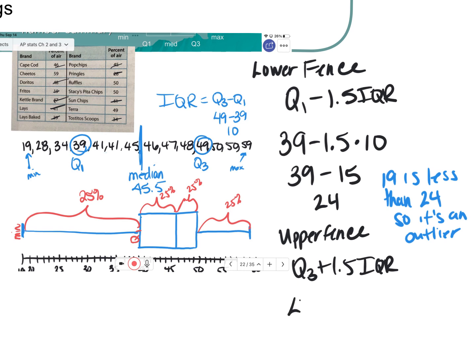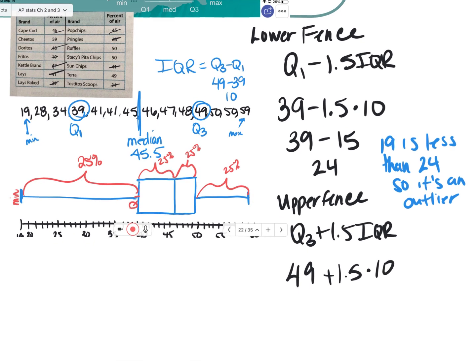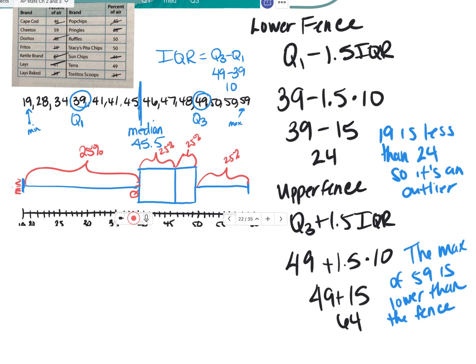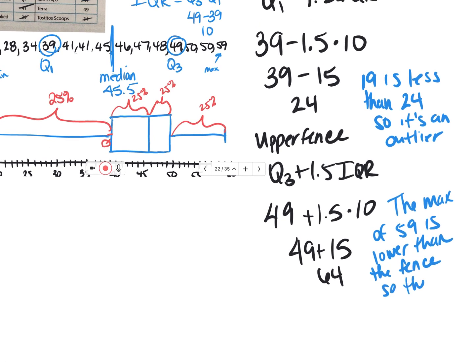Then you calculate the upper fence, 49 plus 1.5 times 10, 49 plus 15 is 64, right? So the maximum of 59 is lower than the fence, so there are no upper outliers.